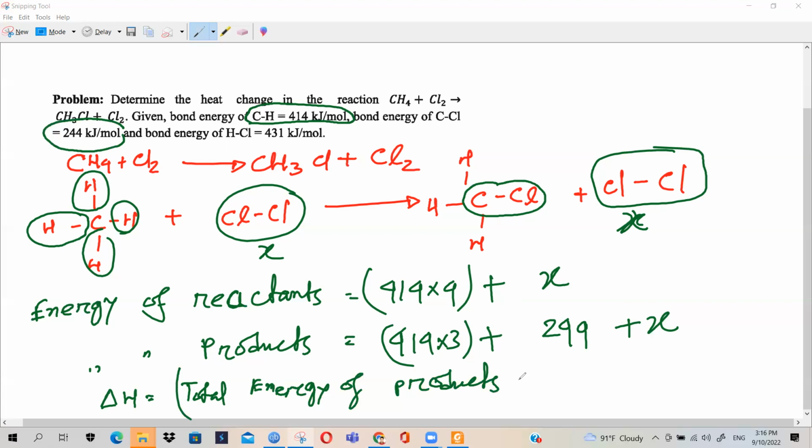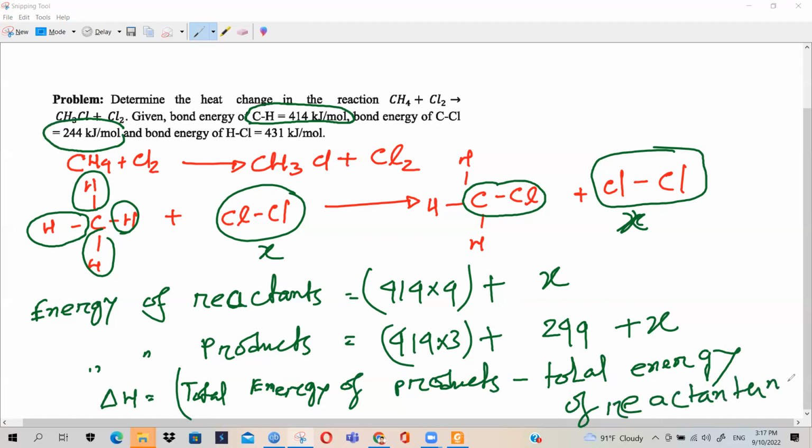Total energy of products minus total energy of reactants. Okay. So after the calculation, what do we get? Let's see what we get.